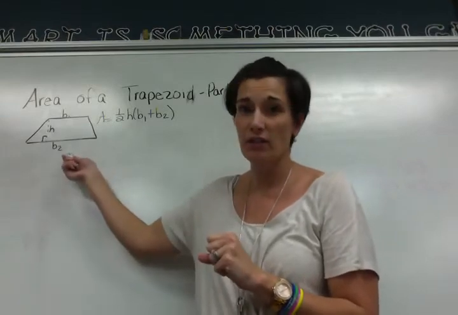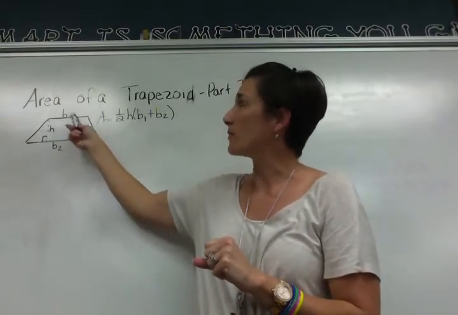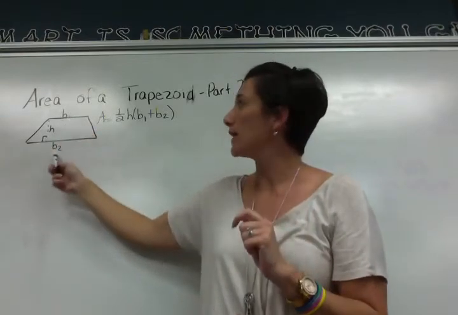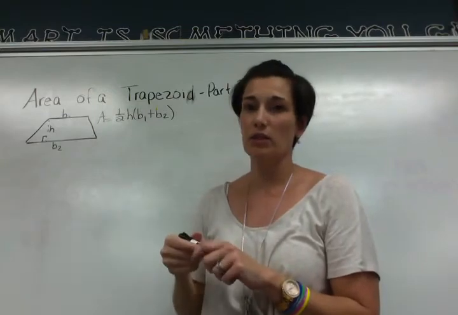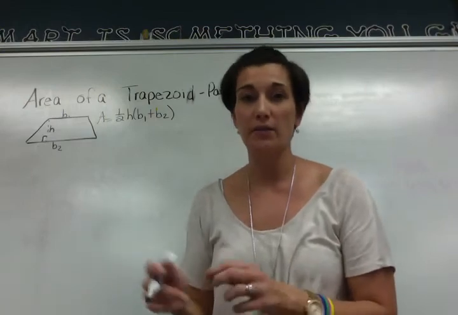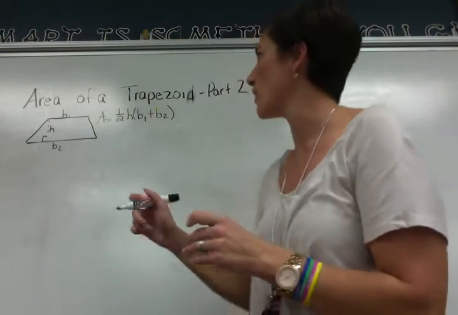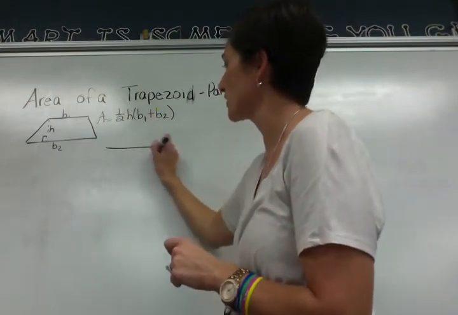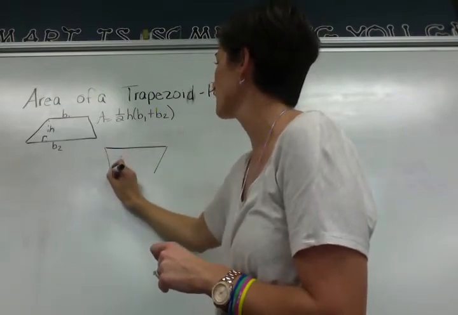So here I have an image of a trapezoid. We have our base 1, which is the shorter length parallel line, and then base 2, which is the longer, and then that dotted line with the right angle is the height. So let me draw another one and we'll solve one trapezoid for the area. So this time I'm just going to draw the image upside down.